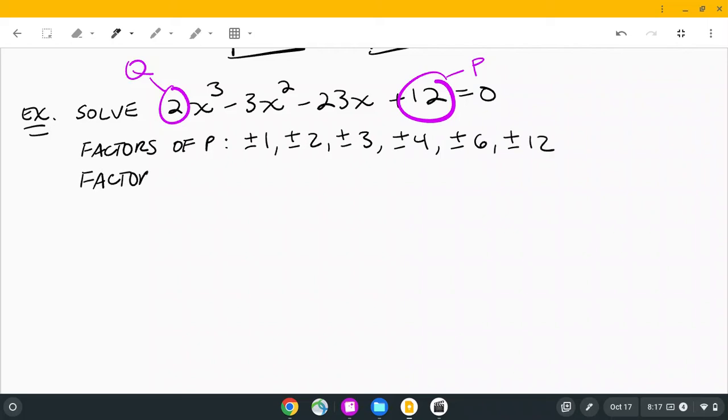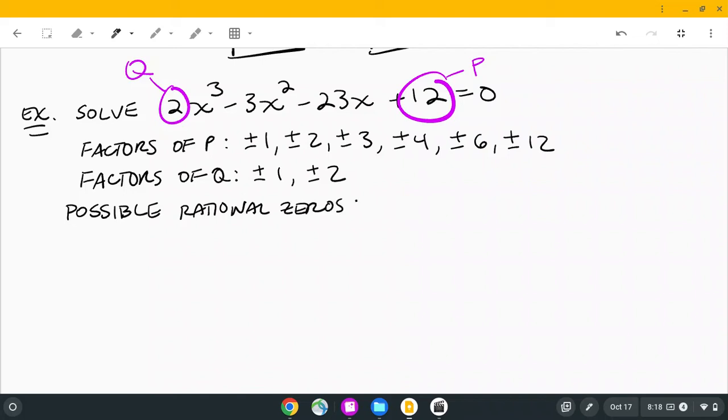Let's do our factors of Q. Plus minus 1, plus minus 2. So let's make our list. Possible rational zeros. All right, so it's all of the p's over the q's. So all of the p's over 1. So that's going to be plus minus 1, plus minus 2, plus minus 3, plus minus 4, plus minus 6, plus minus 12.